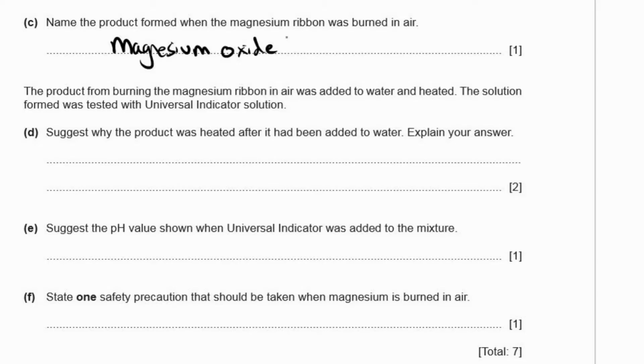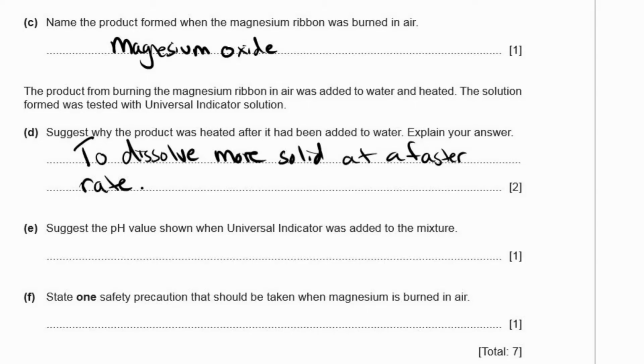Explain your answer. All right, so it was heated so that more of the solid could dissolve, and it takes less time for it to dissolve because things dissolve faster when they're in warmer water. So to dissolve more solid at a faster rate. 1 mark for saying you want more of the solid dissolved, and the second one saying the rate of the dissolving will be faster. You could also say to make it dissolve completely.